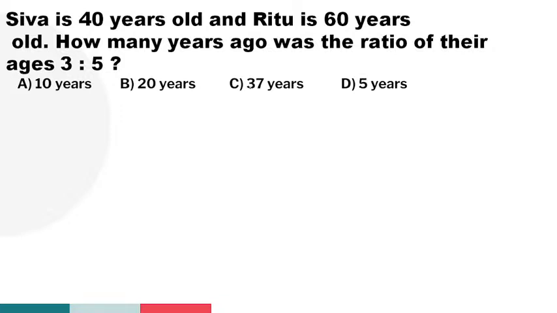Shiva is 40 years old and Ritu is 60 years old. How many years ago was the ratio of their ages 3 is to 5? We need to find out the time. How many years ago?